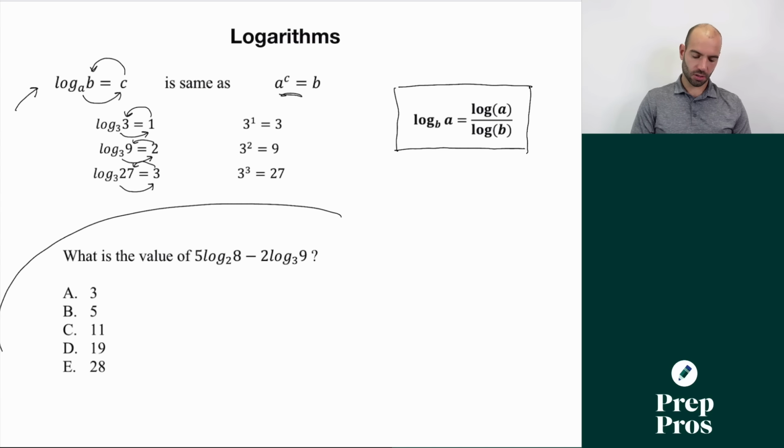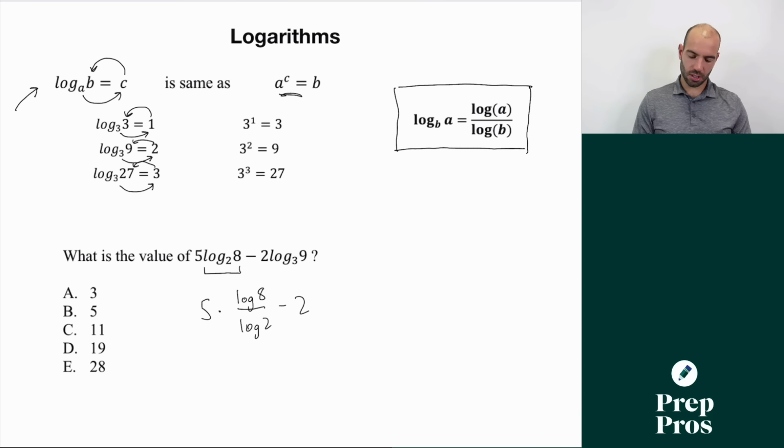So if you see a question like this one down here, what is the value of 5 log base 2 of 8 minus 2 log base 9 of 3? Well, even if you have no idea how log works, we can find out with this in your calculator, because you can just make this 5 times log of 8 over log of 2 minus 2 times log of 9 over log of 3.